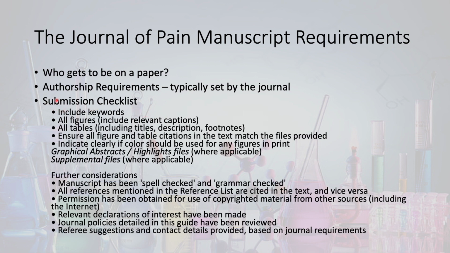So after you've decided on your authors, you've decided on your journal, one thing that everyone has to follow, including students in the Chem 310 class, is a submission checklist, right? So again, this is another resource made readily available by journals. This is a checklist of items that need to be included when you publish an article, right? So typically research articles require keywords. This is 6 to 8 specific words that would help other people locate the work you're publishing. You need to include all figures, including relevant captions, all tables, including titles, description, footnotes, right?